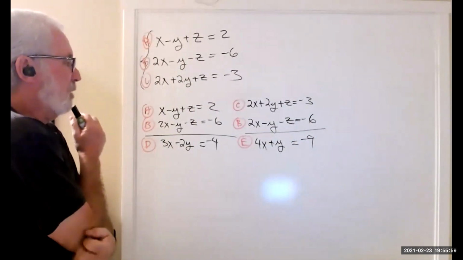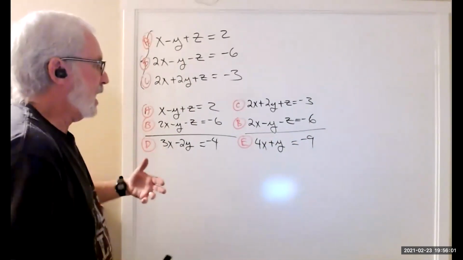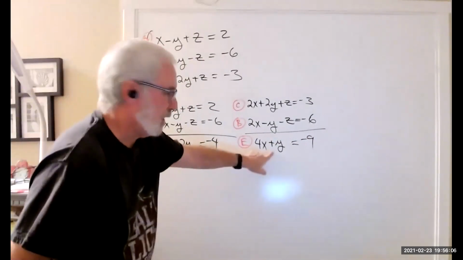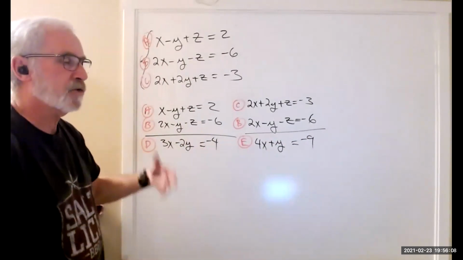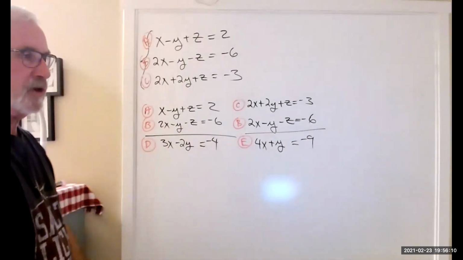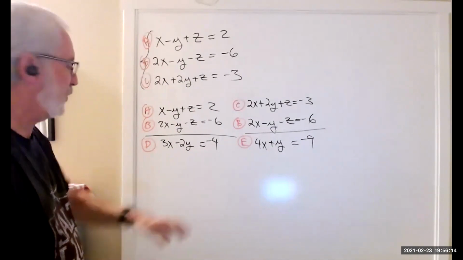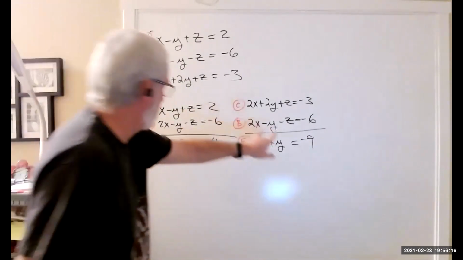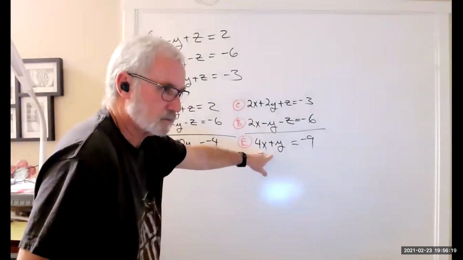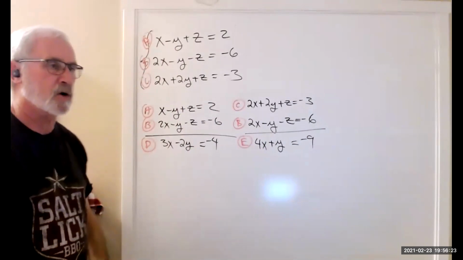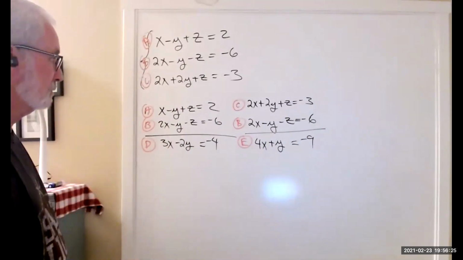Okay, now the game was these two, equation D and E, must have the same variables. If they don't, I've screwed up. So they have, this has x and y, this has x and y. They have to. If they don't, you did something wrong or you're going in circles or something.